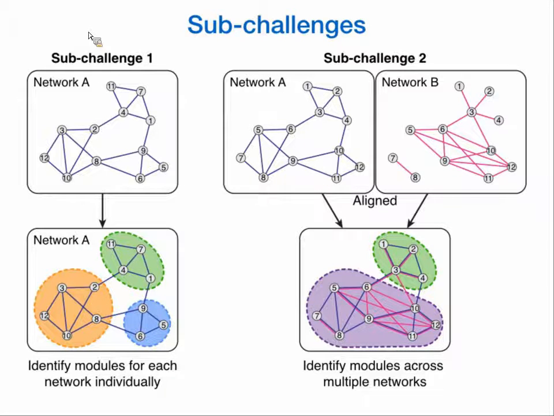We decided to have two sub-challenges. The first is really classic module identification: you have the network and you identify modules, groups of genes, for each network individually. In sub-challenge two, we had the six networks aligned, so if it was the same gene in one network and the other, they were assigned the same anonymized label, the same number. So participants could actually use the networks together to derive potentially more accurate modules. You will see how that worked out.